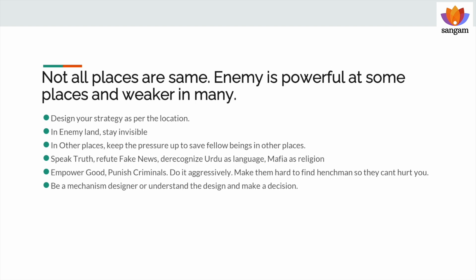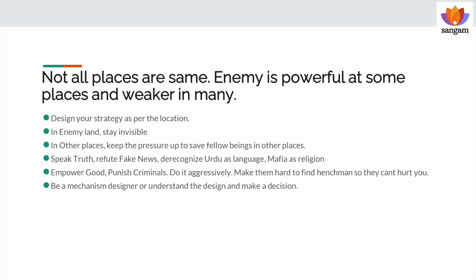In other places, keep the pressure up to save fellow beings. In India, you can always start talking about Pakistani Hindus or Bangladeshi Hindus and Native Americans in the US, tribals in Mexico, all these places. All these are people who are with you, who all have the common enemy, who all are fighting the fight. So we are in fact in the majority. They say they are in the billions, 1 billion, 2 billion, 3 billion. In reality, they are just a few 100,000 or maybe a couple of millions, not more than that. But this is how they are controlling everything, by controlling the information flow.